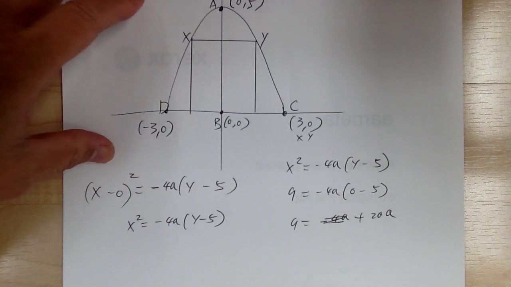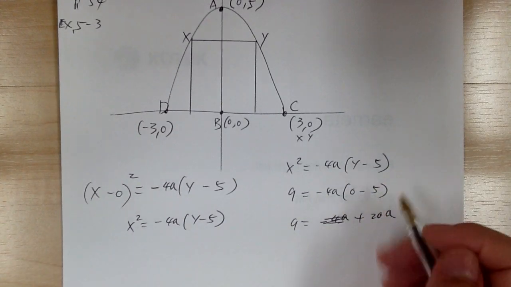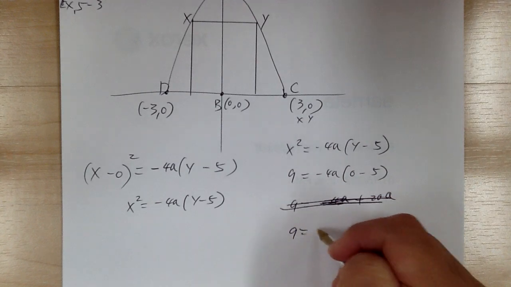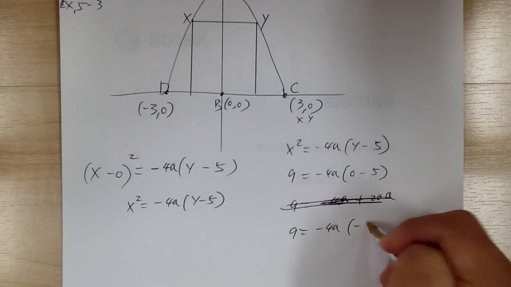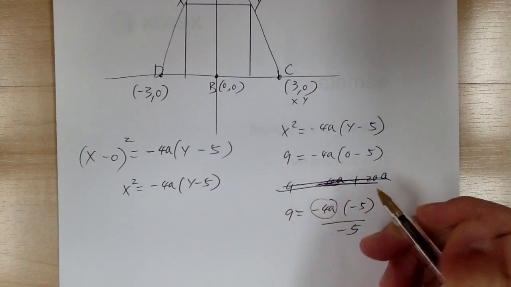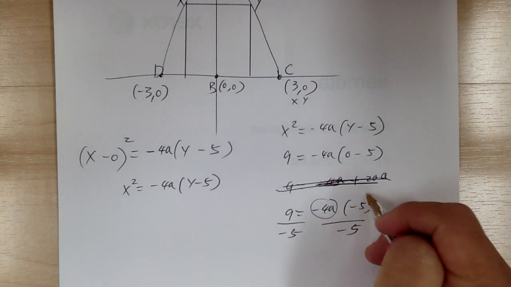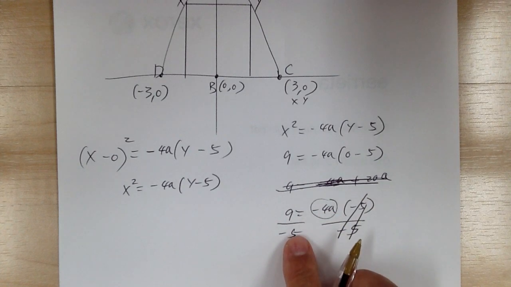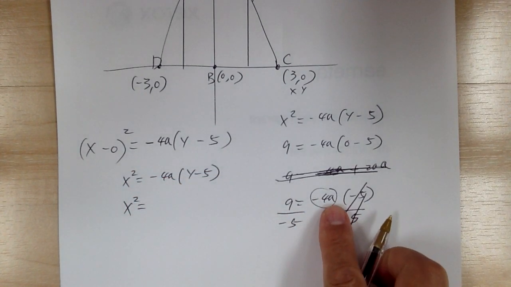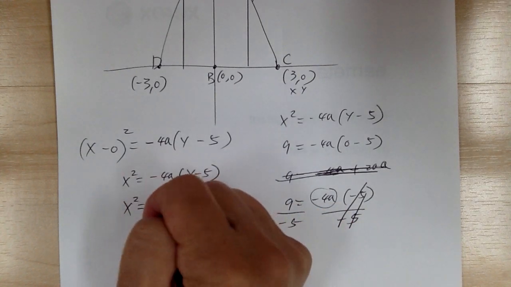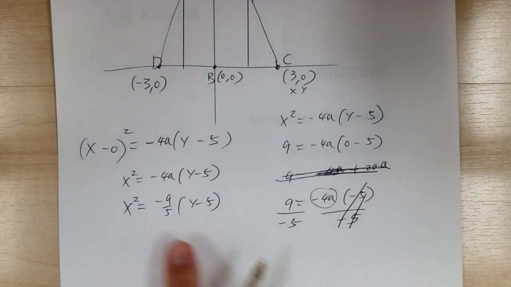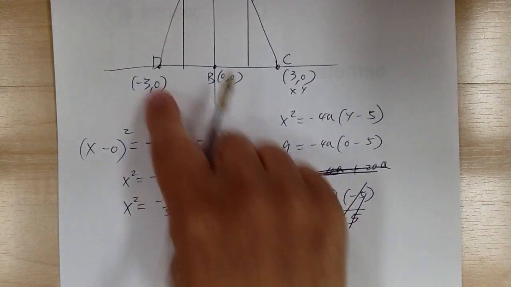Actually, you don't want to multiply out, because you want to keep the 4a intact. So you got negative 4a times negative 5, and then from here you divide by negative 5. Keep this part intact, so this will cancel out. So this part is negative 9 over 5, and you just substitute this into here. So x squared equal to negative 9 over 5 times y minus 5. That's your equation for this arch.